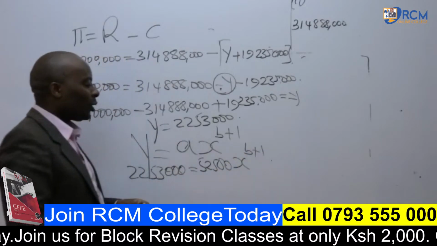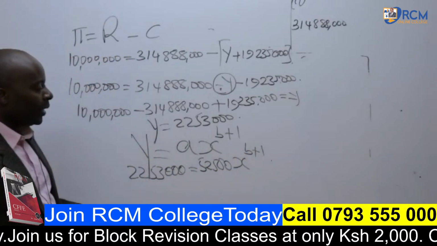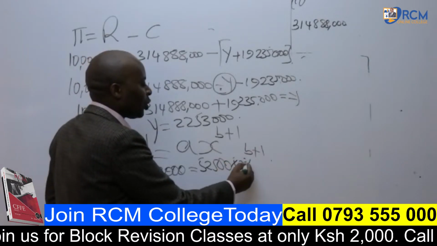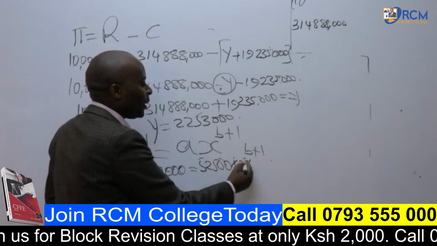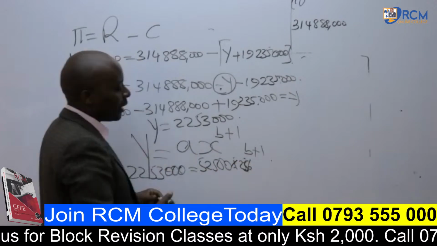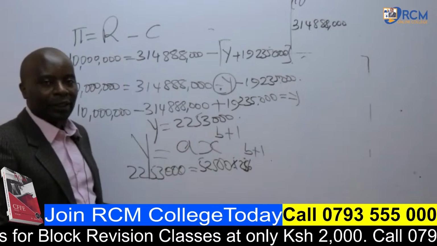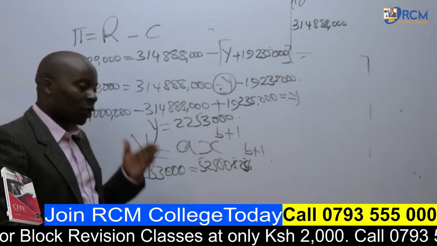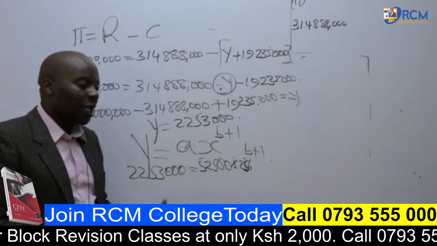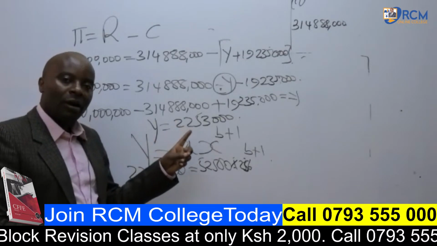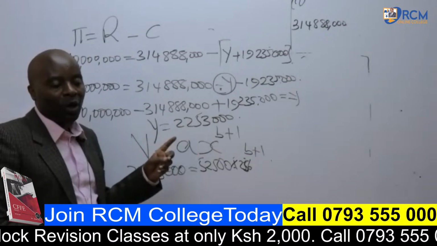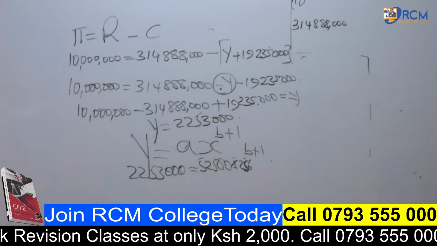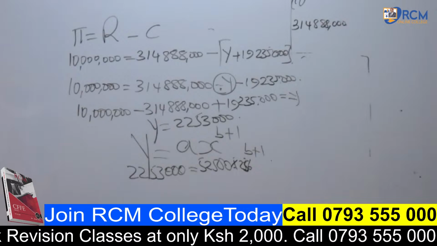So I want you to take like a minute. X, we know what x is. We know that x is 256 batches. Remember, in terms of learning, we're producing these things in terms of batches of 1,000 units. So 256 like that, raised to power b plus 1. And what I would want you to do for me this morning is to make the value of b the subject of the formula. Please make b the subject of the formula kindly. Make b the subject of the formula.